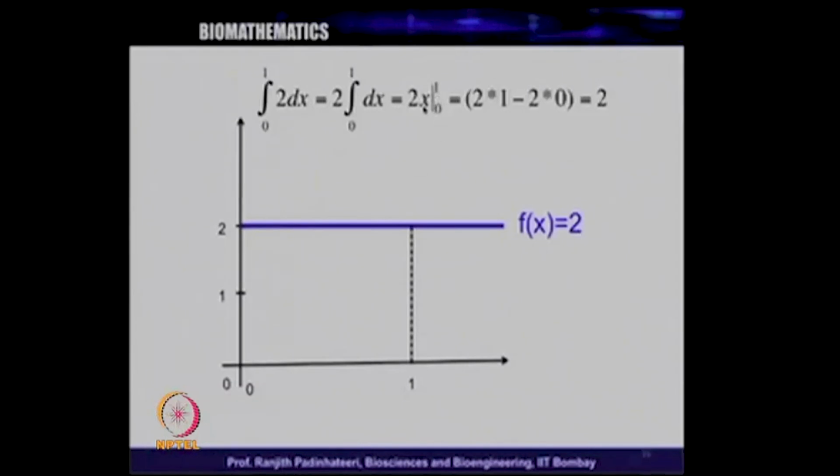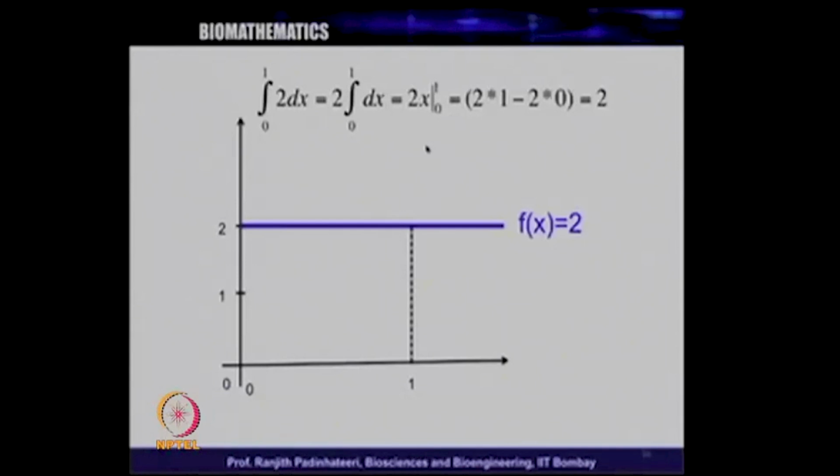So, what does such a symbol mean? It means that 2 into x is evaluated at 1, which is 1, and evaluated at 0, which is 0. So, it's 2 into 1 minus 2 into 0, which is 2. So, this is what this means.